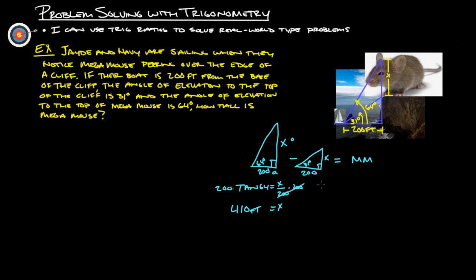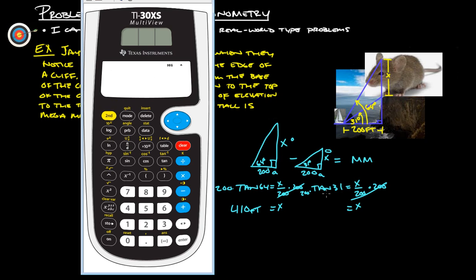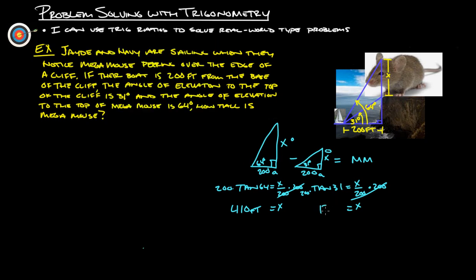And then we also have to figure out this one here. So this is also opposite and this is also adjacent. So that's just going to be tangent of 31 instead of 64 equals opposite, which is x, over 200. So multiply both sides by 200, and that will tell us what this x here is. So 200 tangent 31. Tangent of 31 gives us that this is about 120 feet from the bottom of the cliff to the top of the cliff.